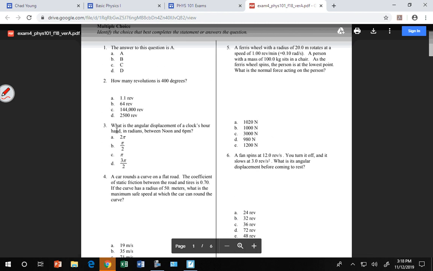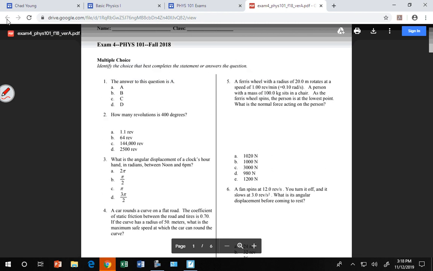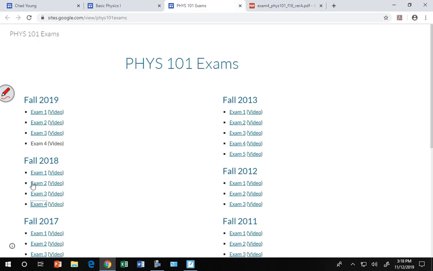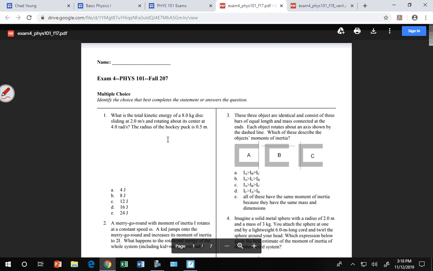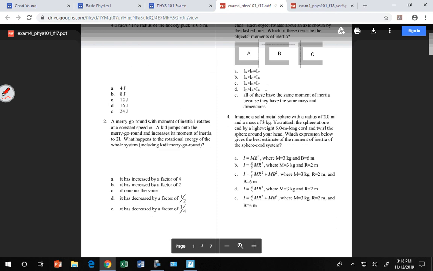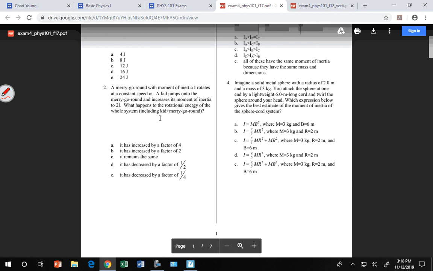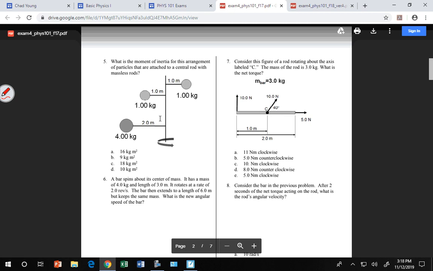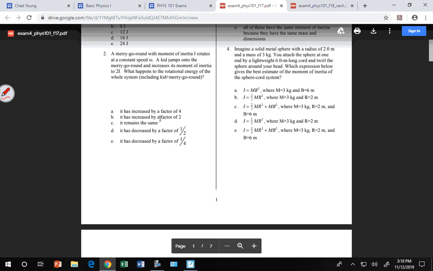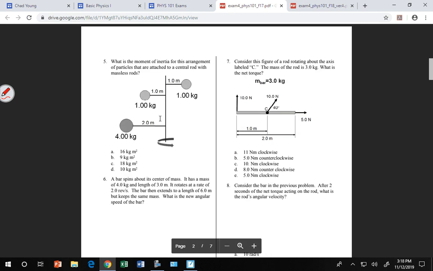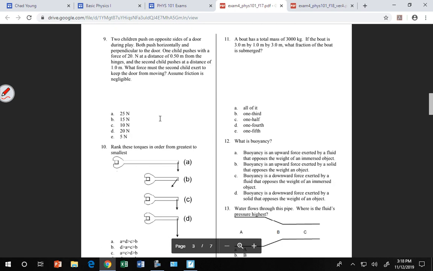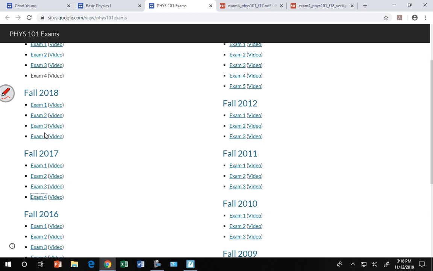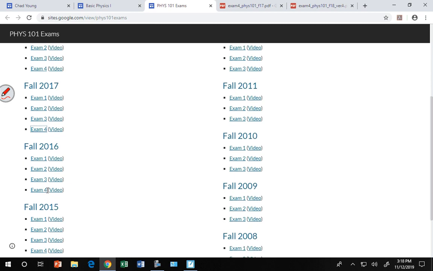and I want to go to another test. That was fall 18. Let's go to fall 17. I'm looking for a particular kind of question to do with angular momentum. We can come back and do this one as well. Goodness, that's you. No, not that one. Let's go to fall 16.